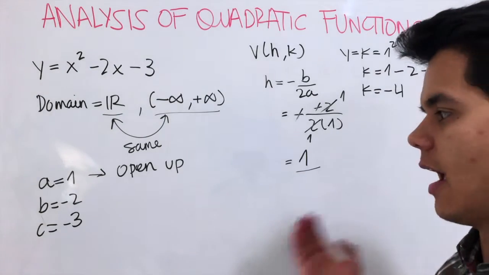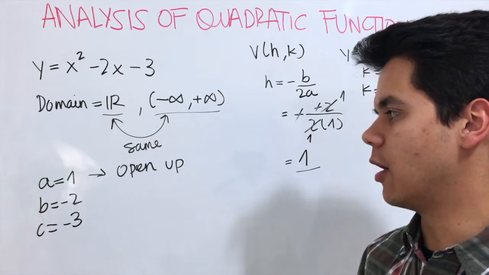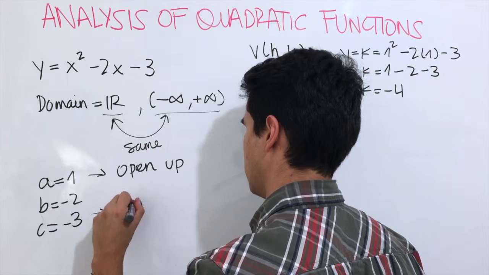Now let's find the y-intercept. Now we know that our c value is going to be our y-intercept. So this is our y-intercept.